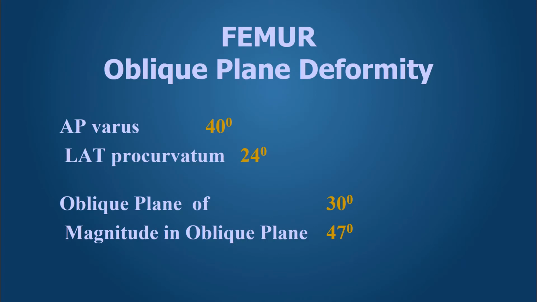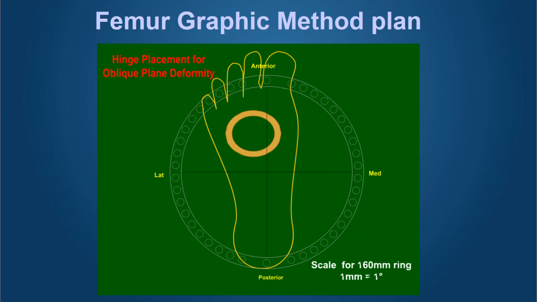So in the femur, we located the oblique plane deformity in a plane of 30 degrees, because the AP varus was 40 degrees and the procurvatum was 24. The oblique plane was present at 30 degrees, and the magnitude of the deformity in the oblique plane was 40 degrees. Now let's go to the graphic method of planning for her left femur.